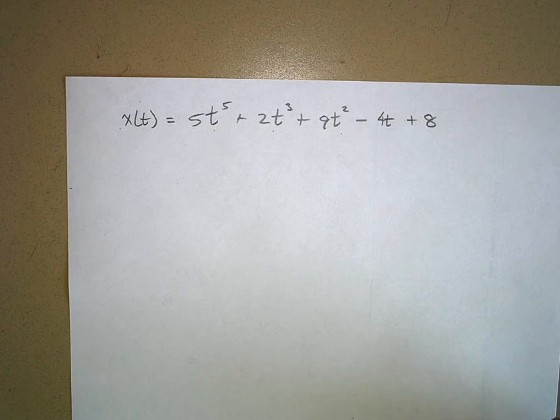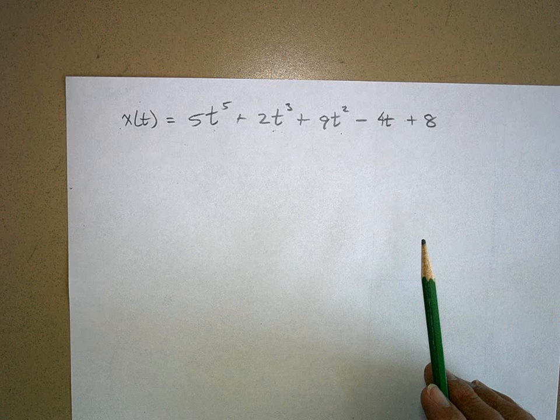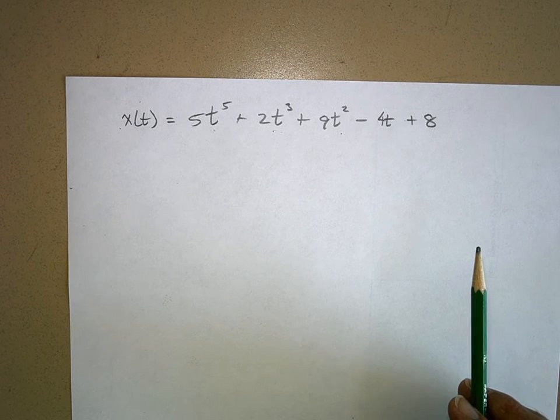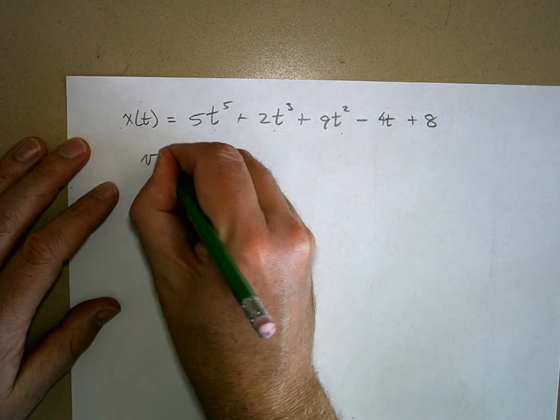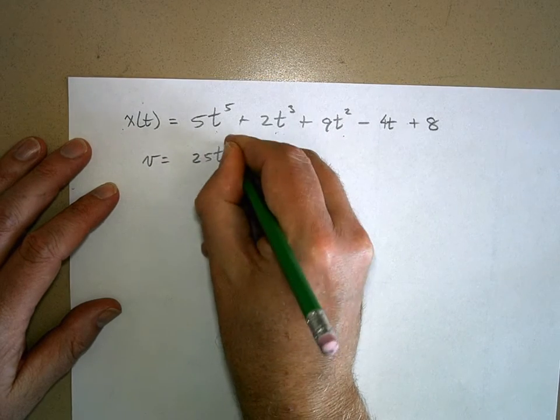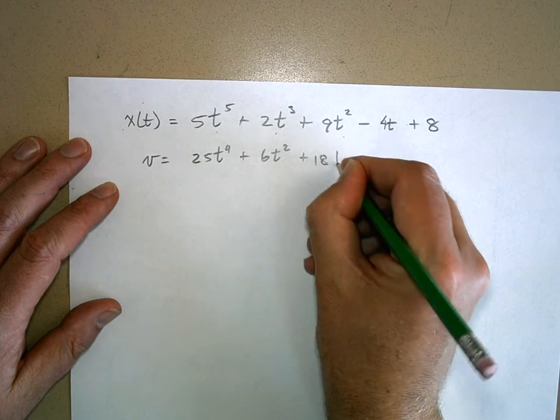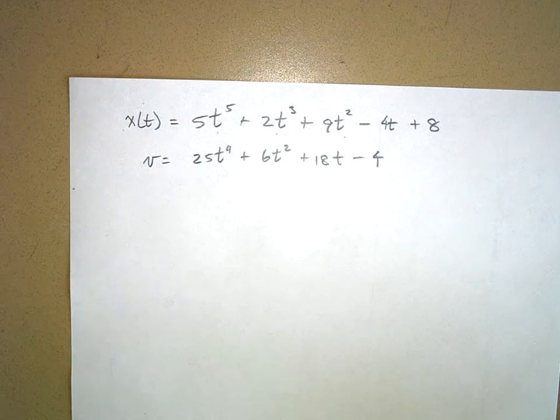This is ridiculous. But if you know the trick, and most of you know the trick, right? V is equal to 25t to the 4th plus 6t to the 2nd plus 18t minus 4. Done. That's a lot easier.